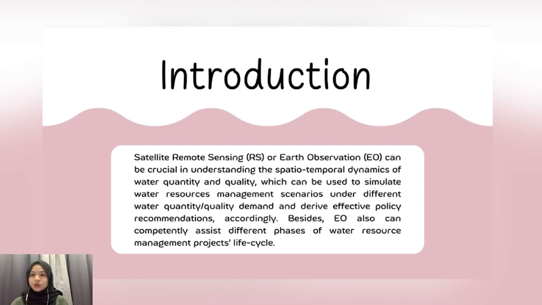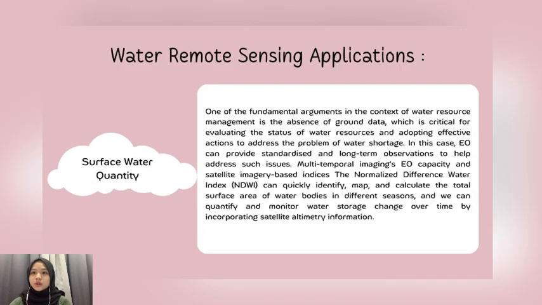Besides, EO can also assist at different phases of a water resources management project life cycle. Water remote sensing applications. Surface water quantity. One of the fundamental challenges in the context of water resources management is the absence of ground data, which is critical for evaluating the status of water resources and adopting effective actions to address the problems of water shortage. In this case, EO can provide standard and long-term observations to help address such issues.